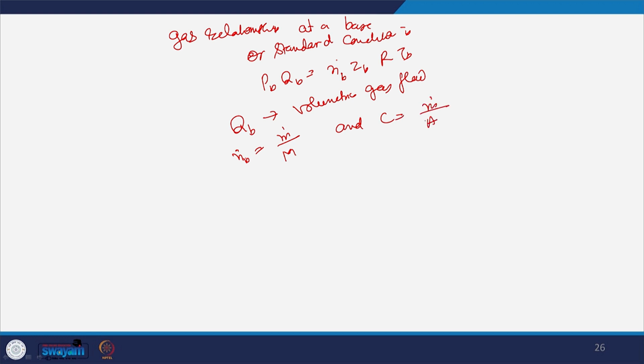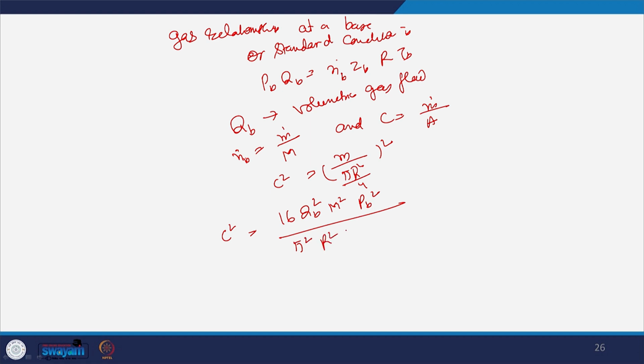and C is equal to m dot upon A, then C square is equal to m dot upon pi d square by 4 the whole square, and C square is equal to 16 QB square M square PB square upon pi square R square TB square ZB square d to the power 4.